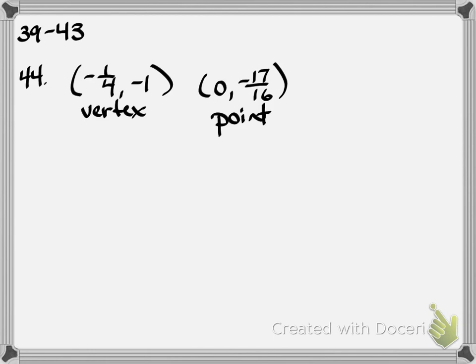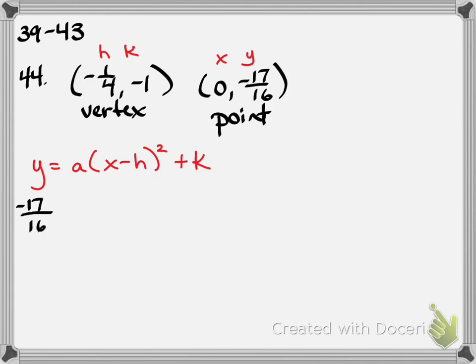-1/4, -1. Okay, so my vertex is my h, k. My point is my x, y. So I have the equation y equals a times (x minus h) squared plus k. And we'll plug everything in and we'll find a. So we've got -17/16 equals a times (0 minus -1/4) squared minus 1.